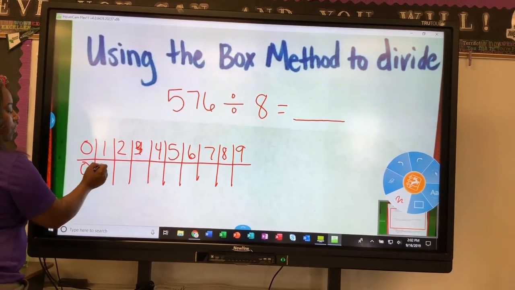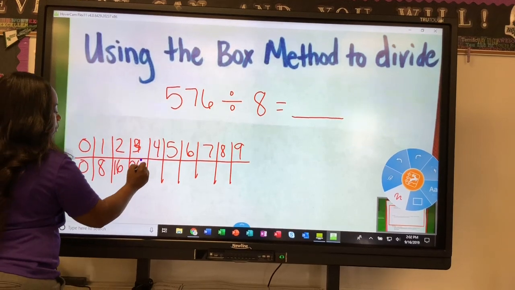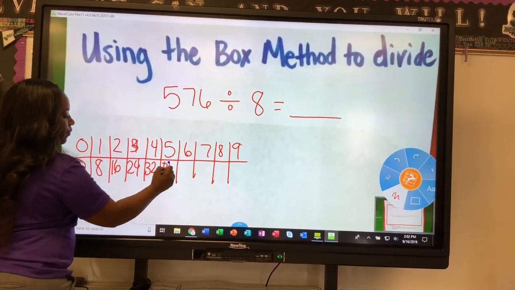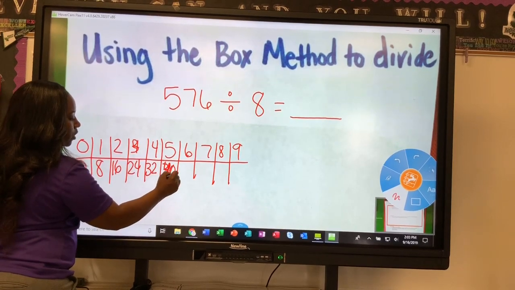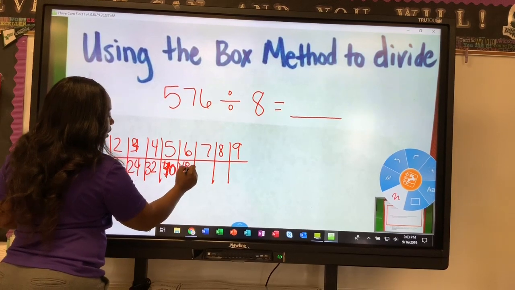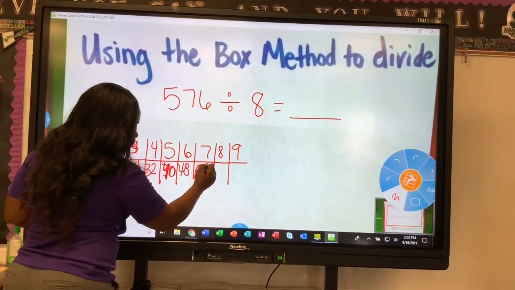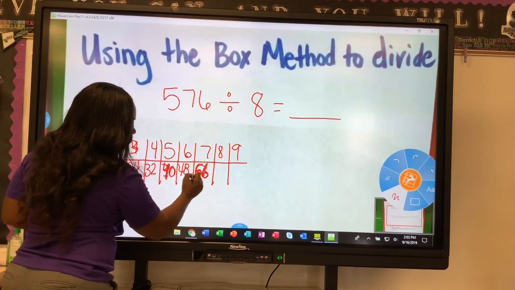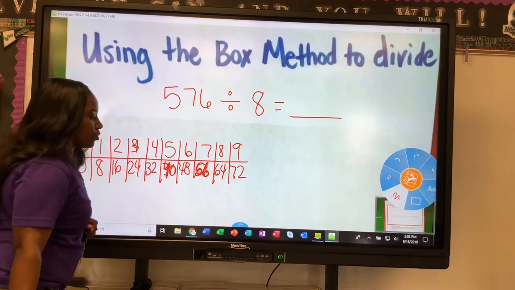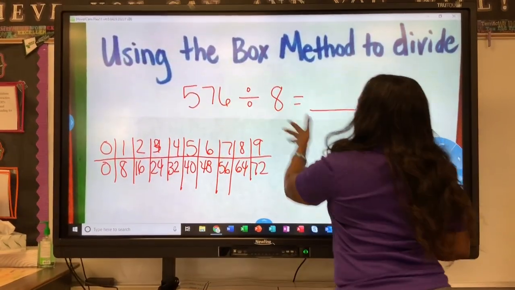0. Our first 8 is 8, 16, 24, 32, 40. Lots of mistakes here. Make sure you're slowing it down. 40, 48, 56. See why it's important to know your multiplication facts? 56, 64, and 72. Let me clean that up just a little bit. We have our multiples. We are ready to start dividing.